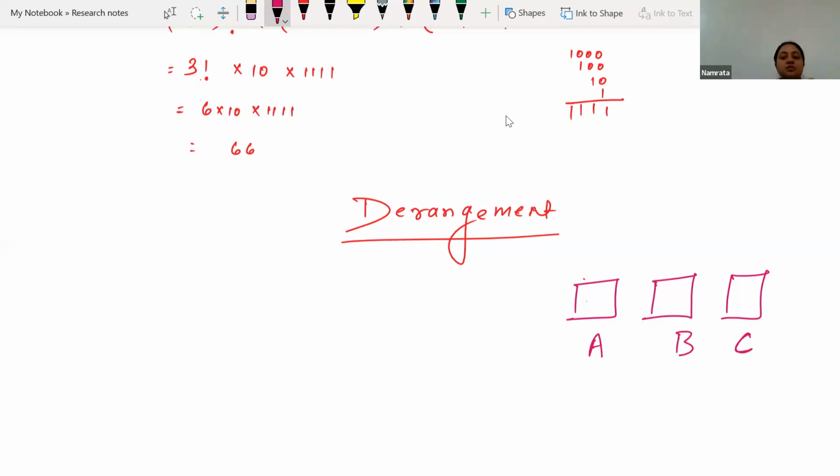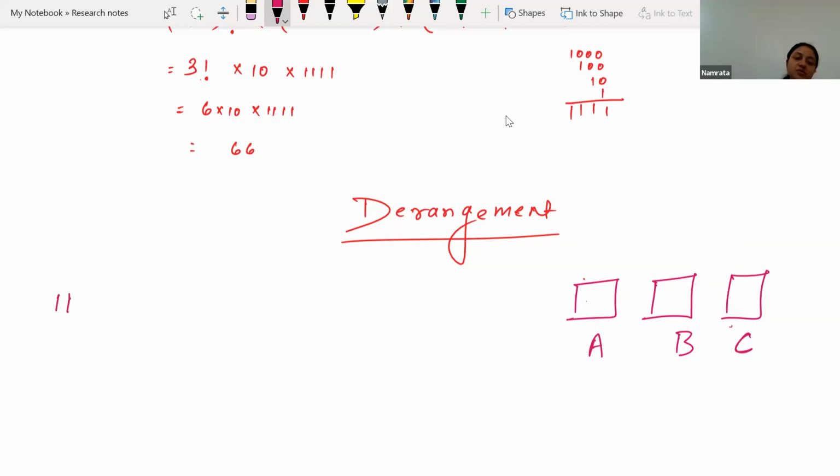So A can go to B's place, A can go to C's place, but will not go to his own home. Okay. Similarly, B can go to any other person's house, but not his own house. Similarly, C will go to any other place except his own house. That way we have to do the derangement over here. The way we used to do space filling, this is completely the reverse of that. So this is the case of derangement. If we have such a derangement, how will we solve the question?